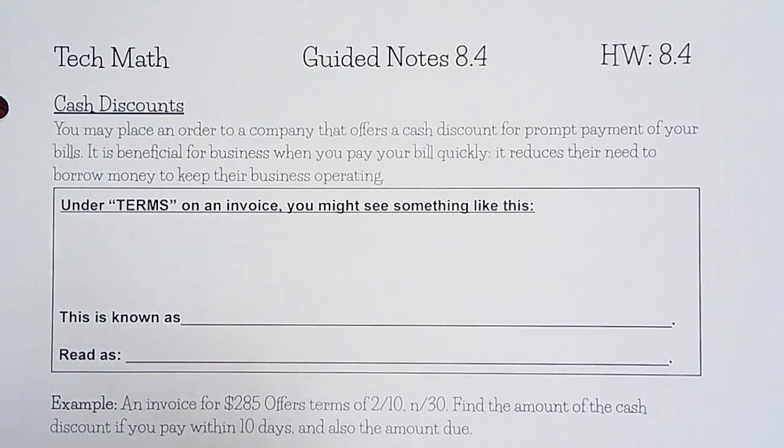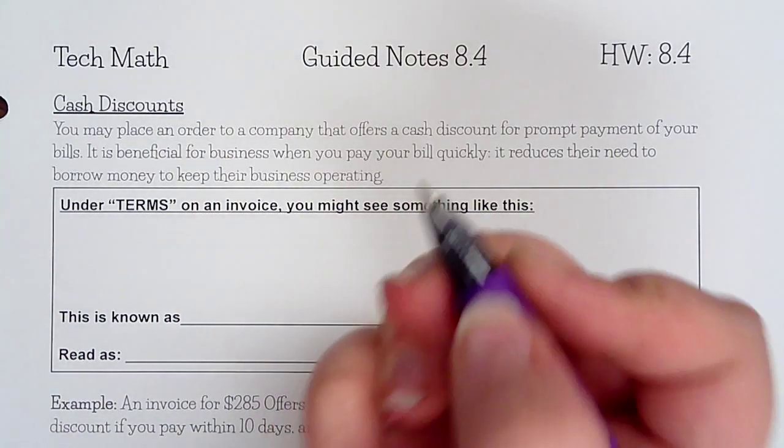K-Tech Math. Here are the guided notes for 8.4, talking about cash discounts. Sometimes you'll place an order with a company that offers a cash discount for prompt payment of your bills. It's beneficial for businesses when you pay your bills quickly because it reduces their need to borrow money to keep their business operating. So, under the terms on an invoice, you might see something that looks like this.